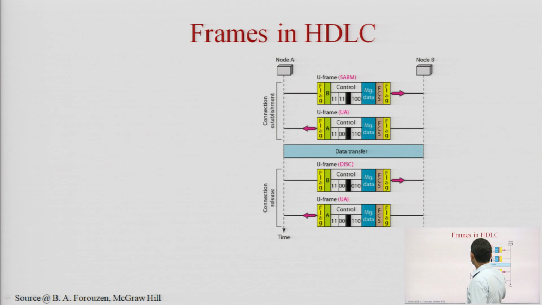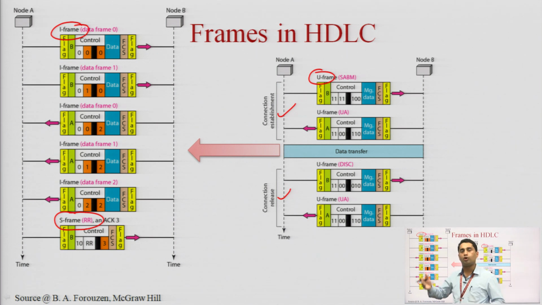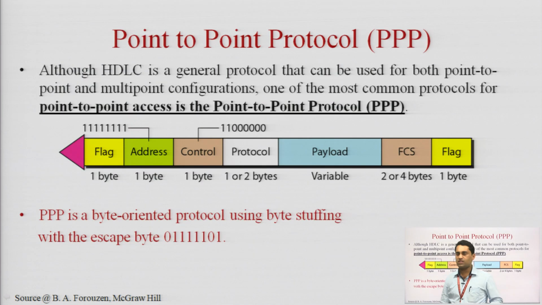As I said, the U frame is the unnumbered one for connection establishment and release. In between, the data is transferred in the form of I frames, and the S frame is for retransmission of packets. So you might see one question on the different types of frames, and what is the importance in HDLC. Similarly, this is for both point to point and multipoint connections. We have a specific protocol for point to point, named Point to Point Protocol, meaning PPP. This is a very important protocol in the university exam. Generally, we will see these types of questions.